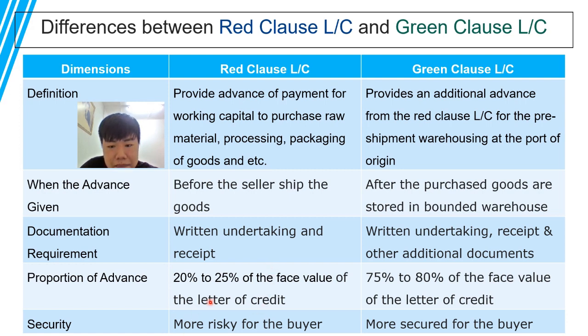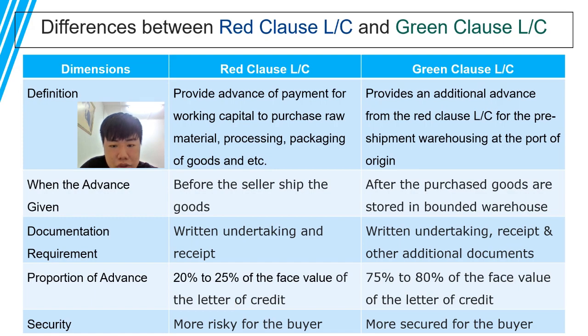Lastly, the importer is more secure in the green clause letter of credit than the red clause letter of credit. This is because the buyer is extending the advance against the document of title, which means the buyer knows that the goods in question are already warehoused and only the shipment procedure is remaining. On the other hand, in the red clause letter of credit, the advance can be extended even before the production begins. So this makes it riskier for the buyer.